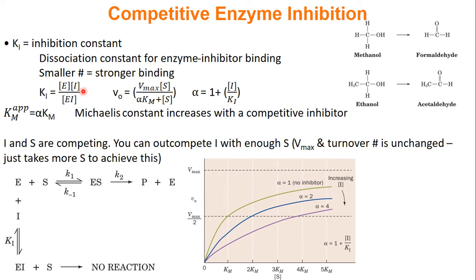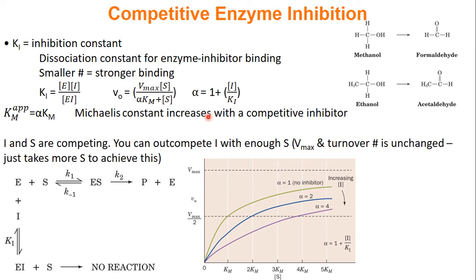Now for a competitive inhibitor, we use Michaelis-Menten to measure initial velocity, except now we have this term alpha Km. Alpha Km is called Km apparent. That is the Michaelis constant with the competitive inhibitor. And the Michaelis constant actually increases with competitive inhibition. Our actual equation is alpha equals 1 plus free inhibitor divided by Ki.